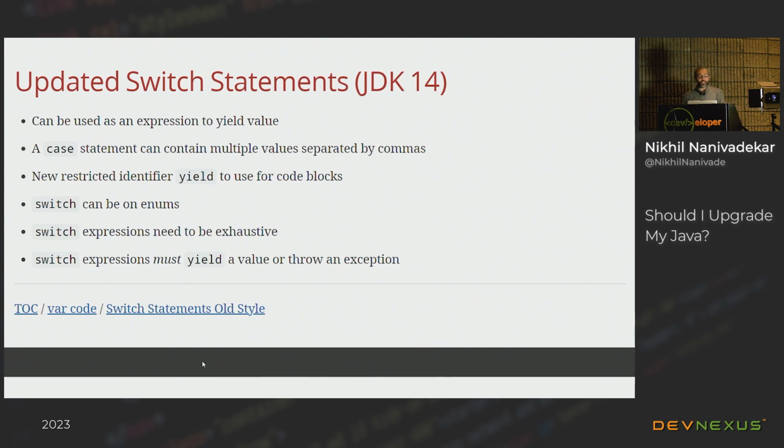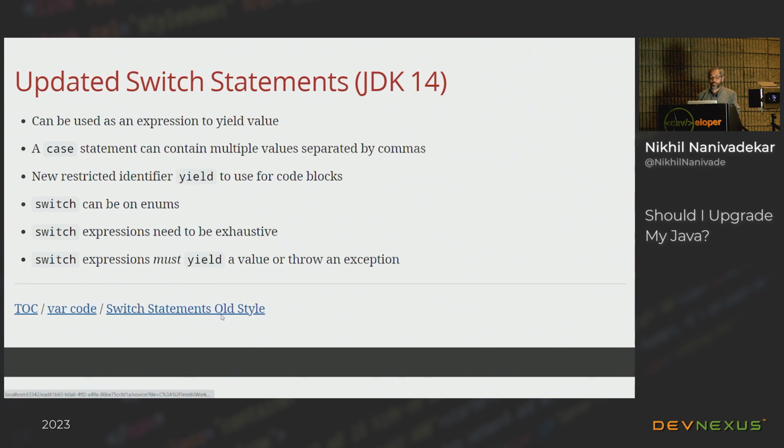Also, starting JDK 14, switch can be used for enums. With all of these changes, a few constraints, or rather a few cool things in my opinion, were introduced. Switch expressions have to be exhaustive, and we'll see what exhaustive means. A switch expression must also yield a value or throw an exception, because the expression needs to evaluate to something.